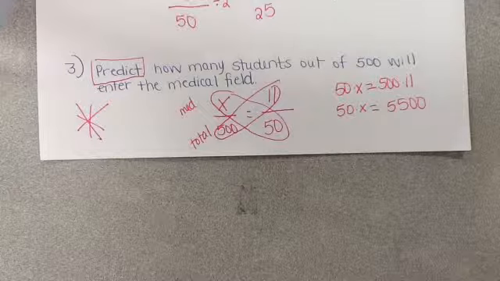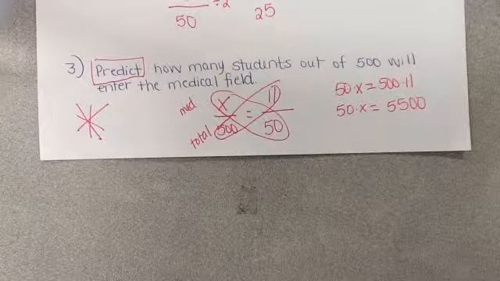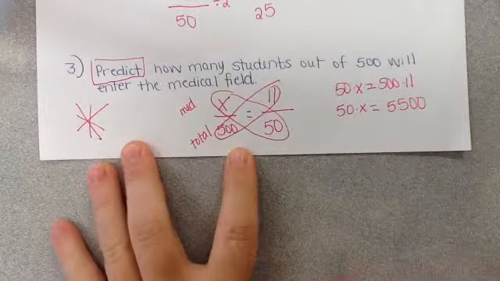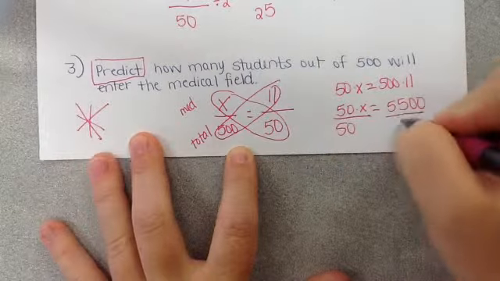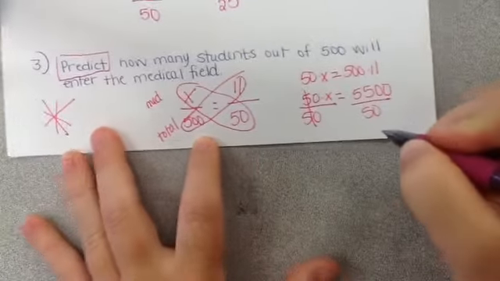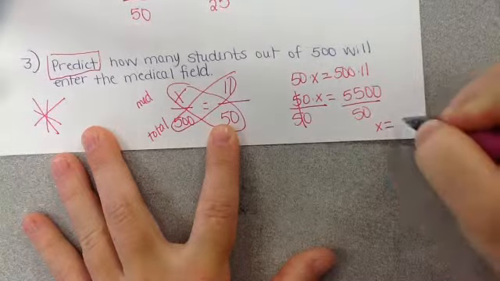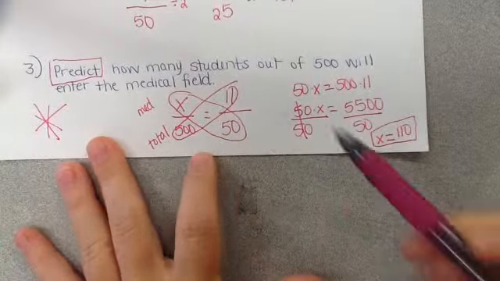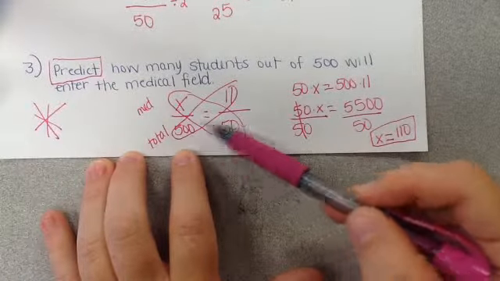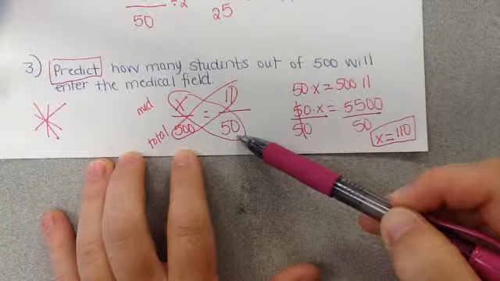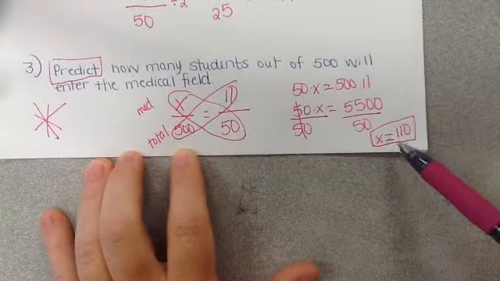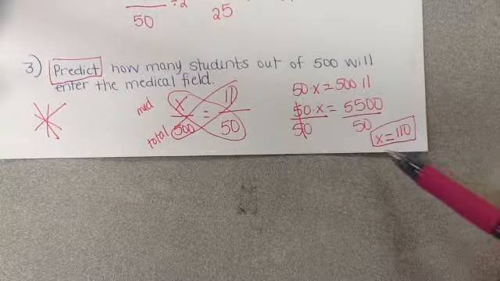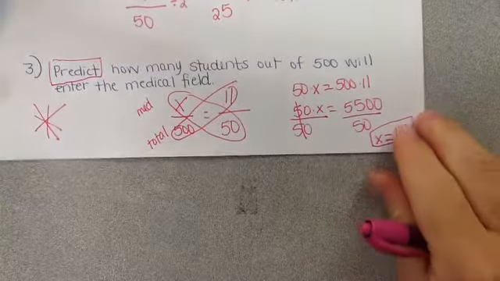Okay. And then how do you solve? Divide both sides by 50. X equals 110. So we're not sure how many out of 500, but I know 11 out of 50. Multiply and solve. Out of this group, 110 of them is our prediction in the medical field. Set up a proportion and solve.